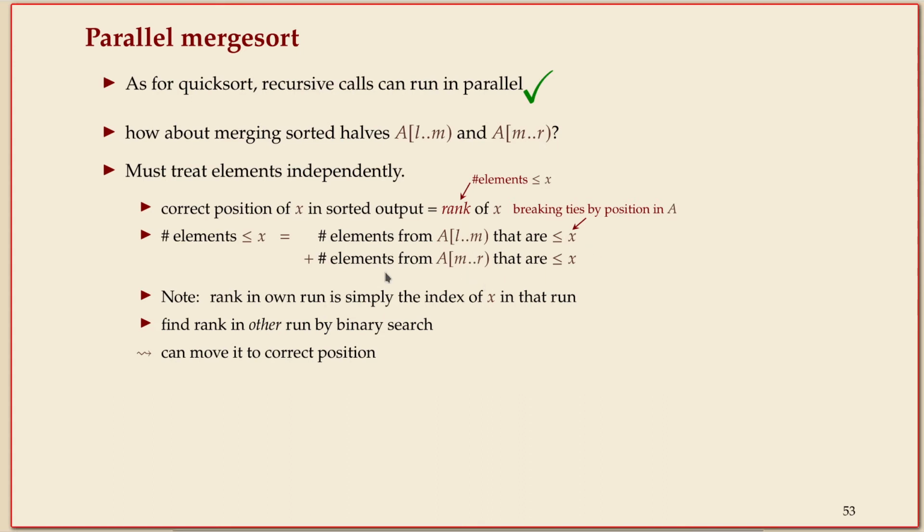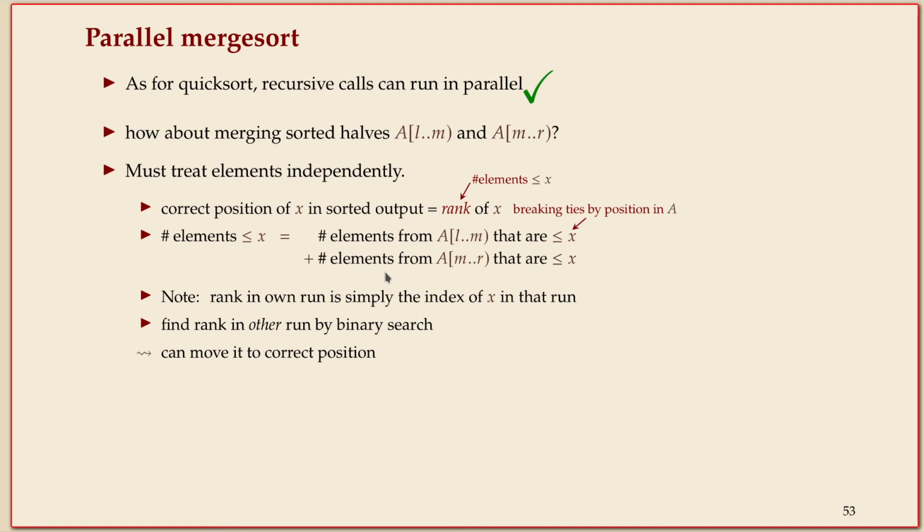And for one of the two runs, we know the rank because it's a sorted list, so the rank is just the position in that array. For the other list, though, we don't know it. So we have, say, an element in the first run, and we need to know where in the second run it belongs if we were to insert it there. So how many elements in the second run are smaller than x? We don't know that yet. But well, we can use binary search to find out.